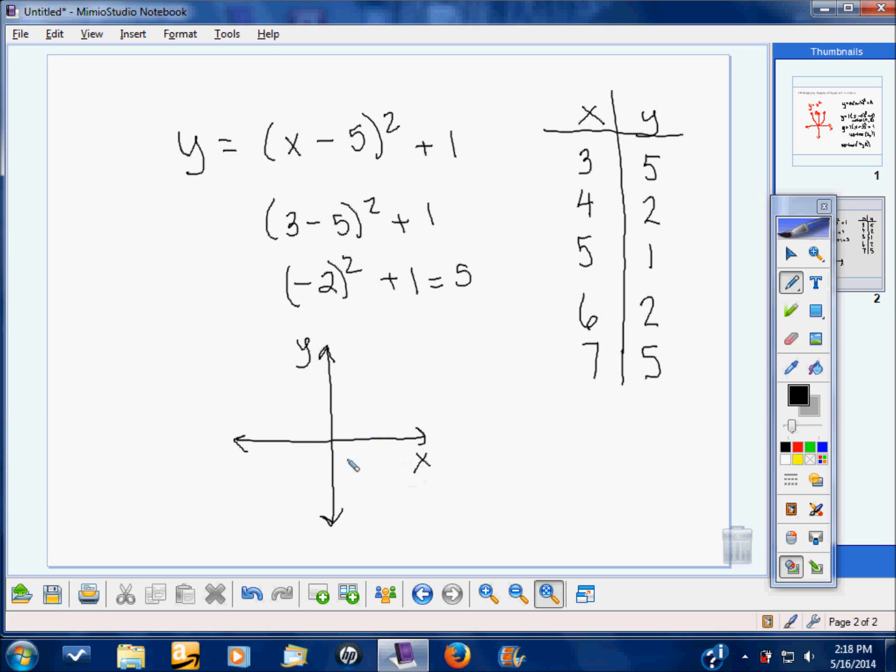Okay, so (3, 5) is here. 1, 2, 3, 1, 2, 3, 4, 5. That one's about here. (4, 2). I'm just making this, hopefully, make more sense to you. There's your (4, 2). Here's your (5, 1). And here's our (6, 2), and then our (7, 5) takes us back up here.